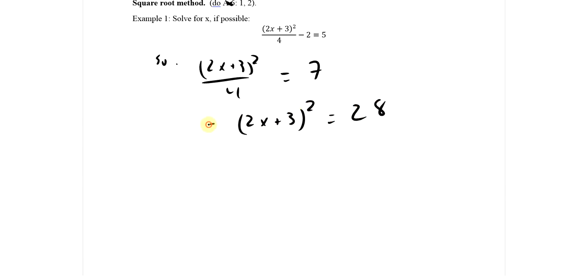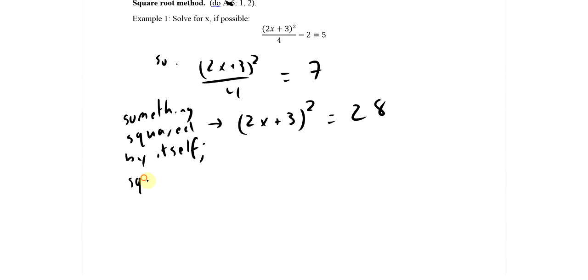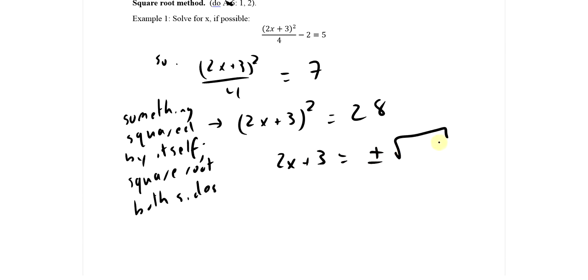And now we have something squared by itself. So take the square root of both sides. The square root of something squared is just whatever is inside, and the square root of 28 is plus or minus the square root of 28.